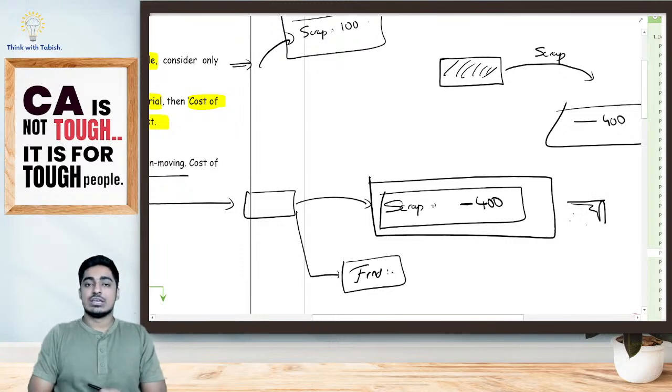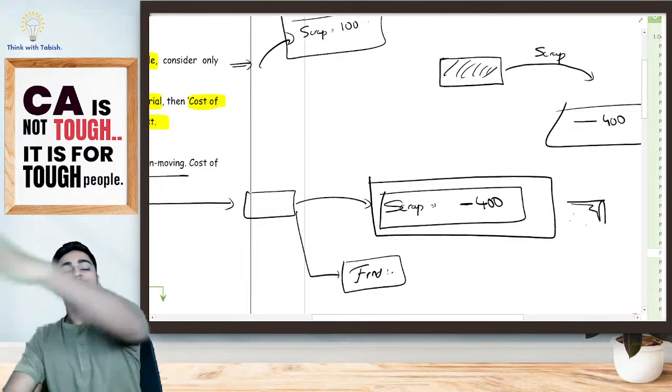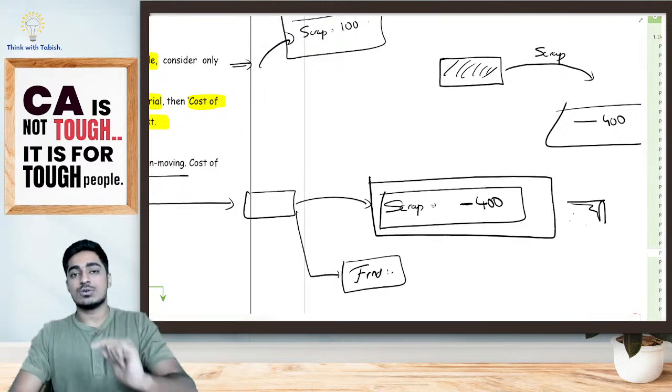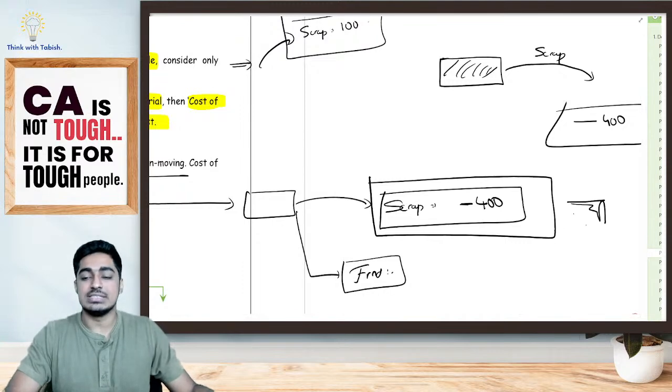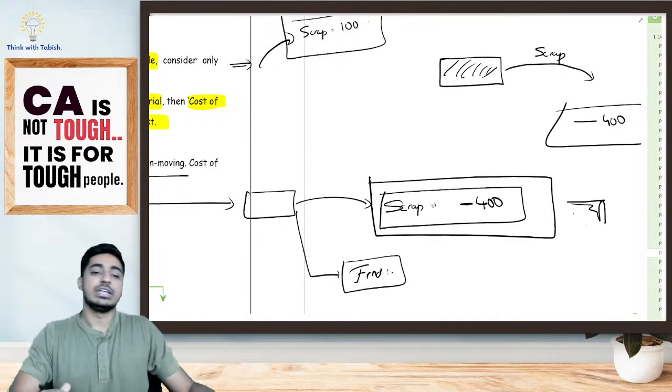Yes or no? So this relevant cost is going to be negative 400. Is it clear? So if we are incurring cost to dispose of the raw material, the relevant cost is going to be negative. Whatever is the cost of disposal, that is going to be negative. Is it clear, students? Should we continue?